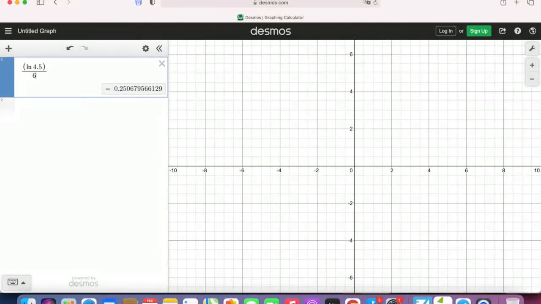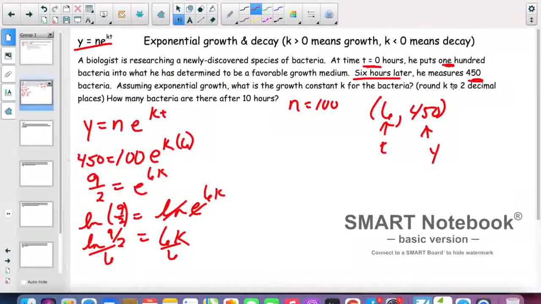And you can see there that gives us 0.25067, and I believe they told us to round that to 2 decimal places. Yes, it says round k to 2 decimal places. So if I do that, k is equal to 0.25. And so that will be our k value for this entire problem. So we know now that k is 0.25.